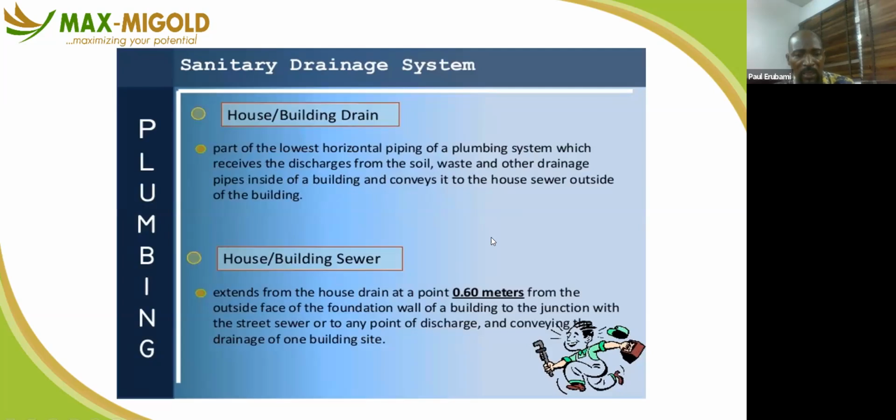Then your house or building drain. It is very expedient that you must ensure that your drain, your sewage, extends from the house drain at almost about 0.6 meter, that's 600 millimeters, from the outside fence. The reason why you have to ensure this is that when you are locating your sewage tank or your septic tank, you must maintain at least 6 meters away from the building or 6 meters away from the fence.